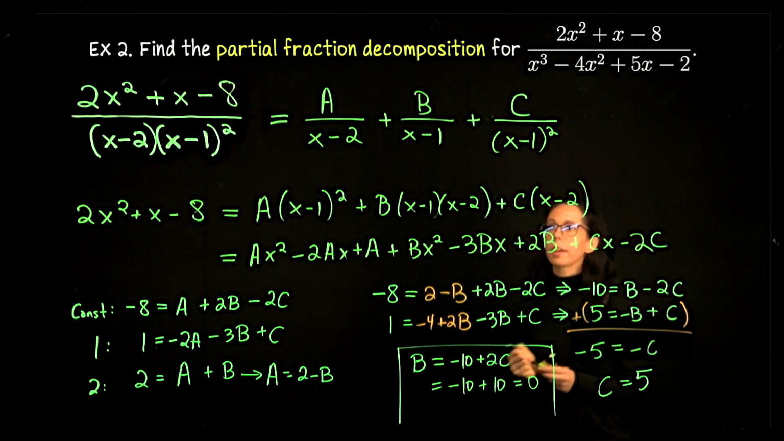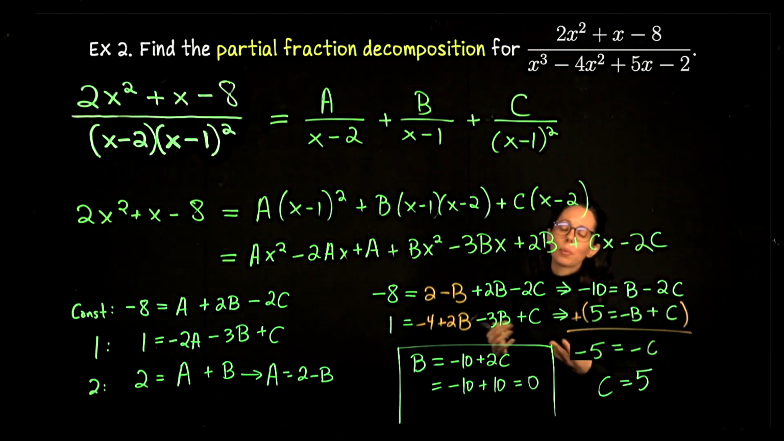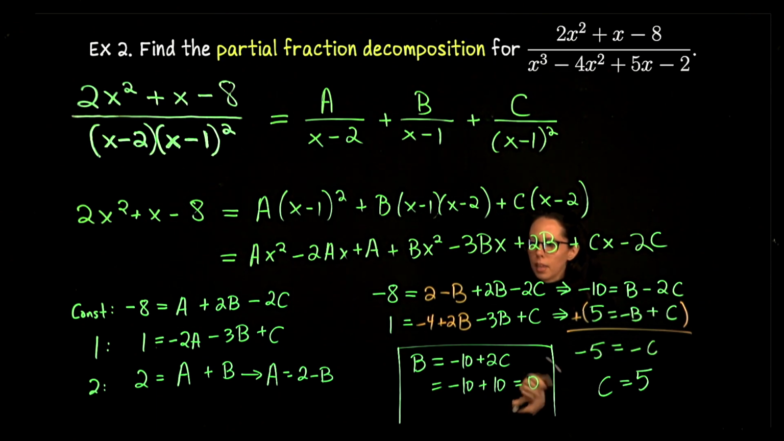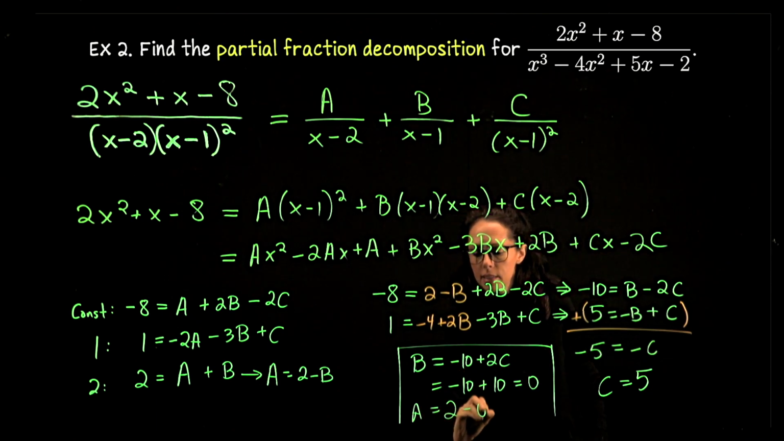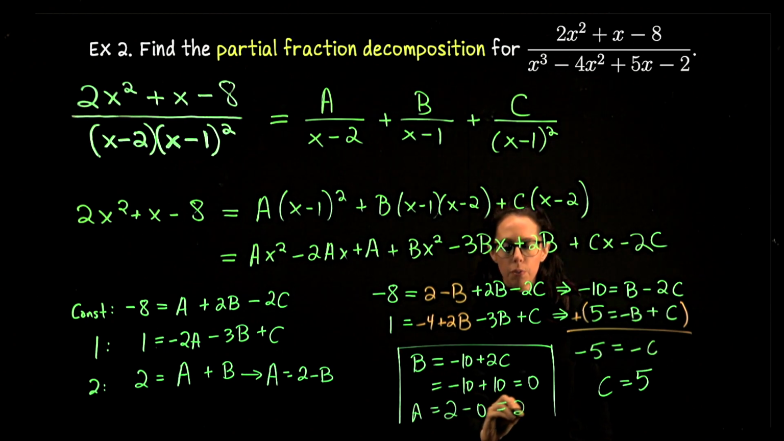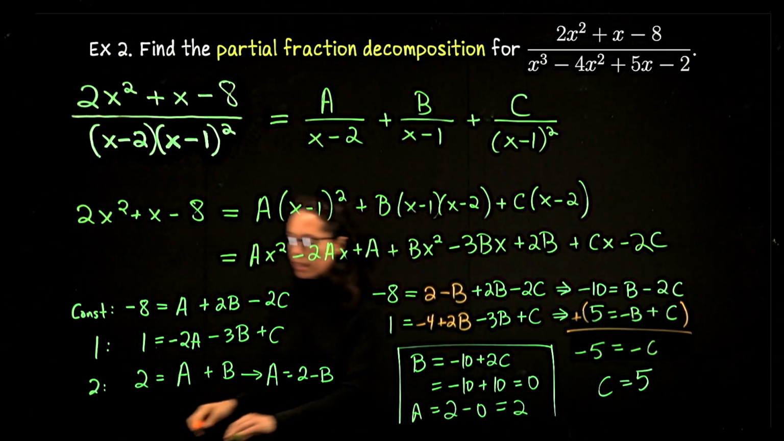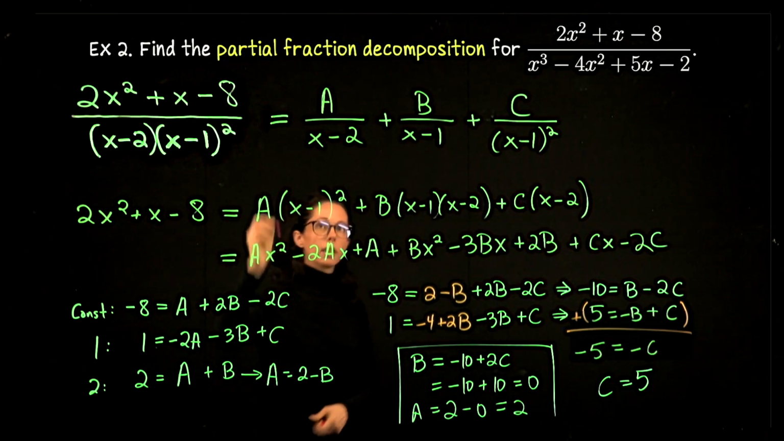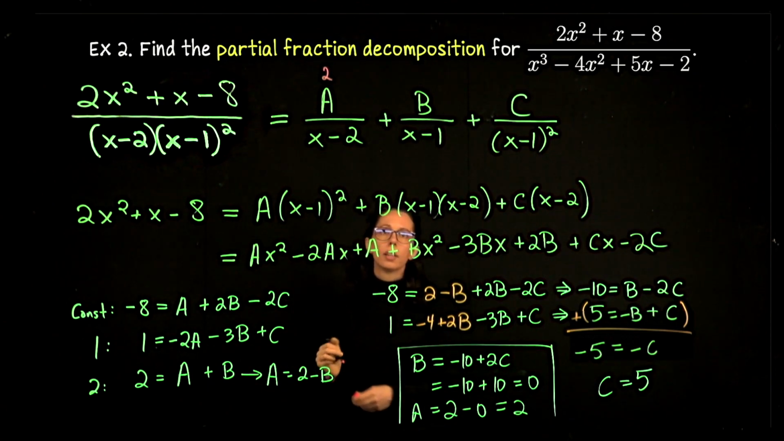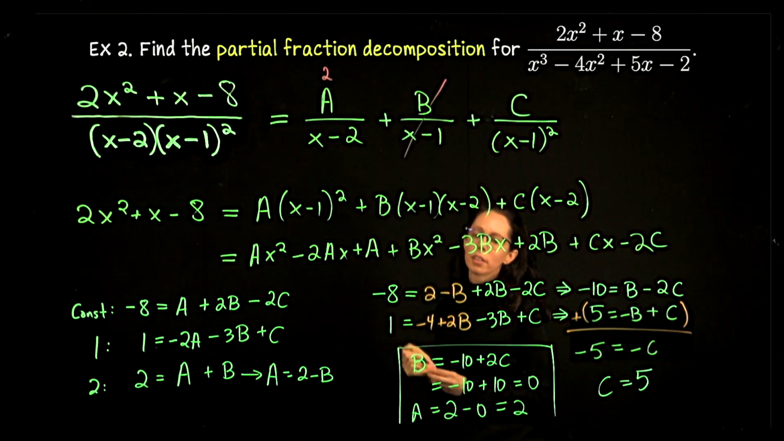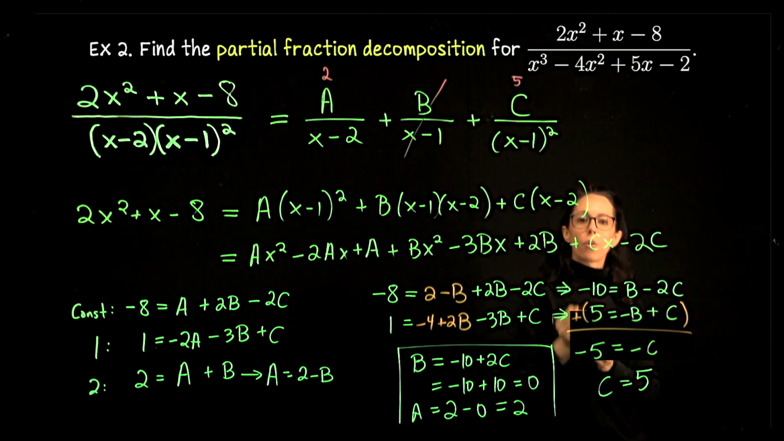So actually, there is not going to be a term of the form something over x minus 1, but we had to solve this out to see that. And then a is 2 minus 0 because it's 2 minus b, so 2. Okay, so our partial fraction decomposition is going to be 2 over x minus 2, nothing, or 0 over x minus 1, and then 5 over x minus 1 squared.